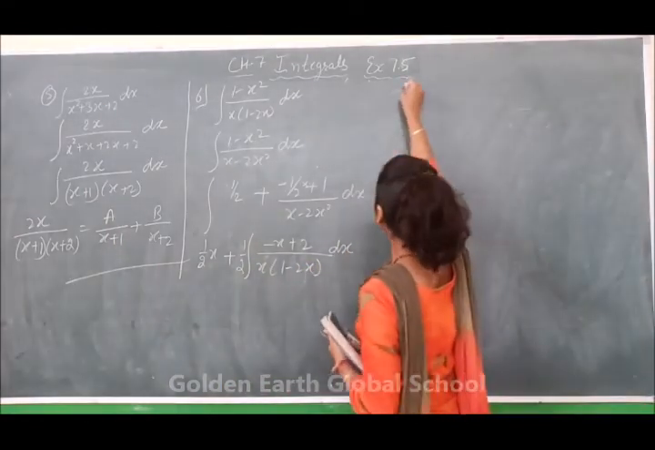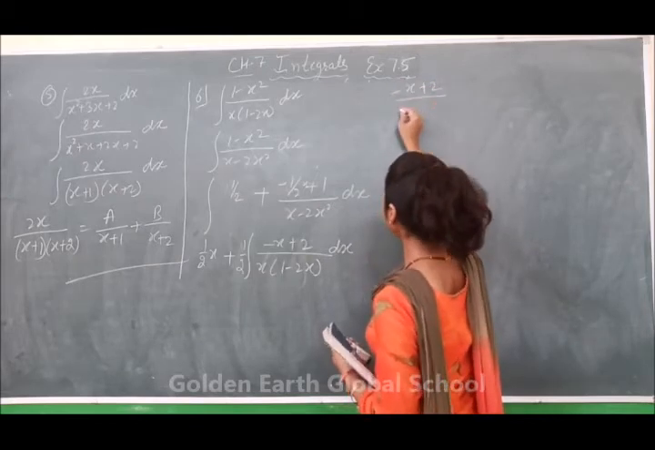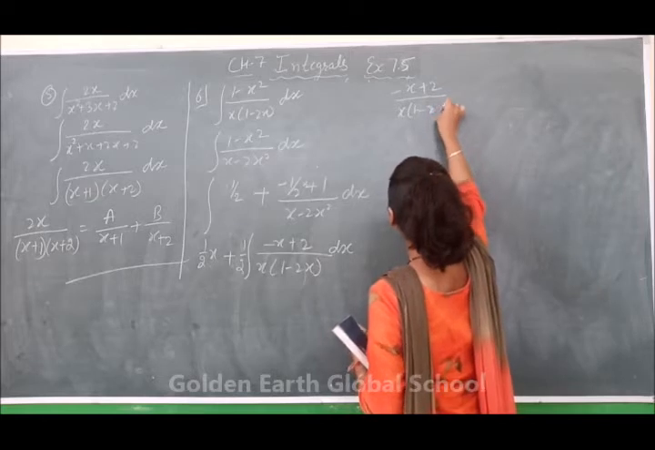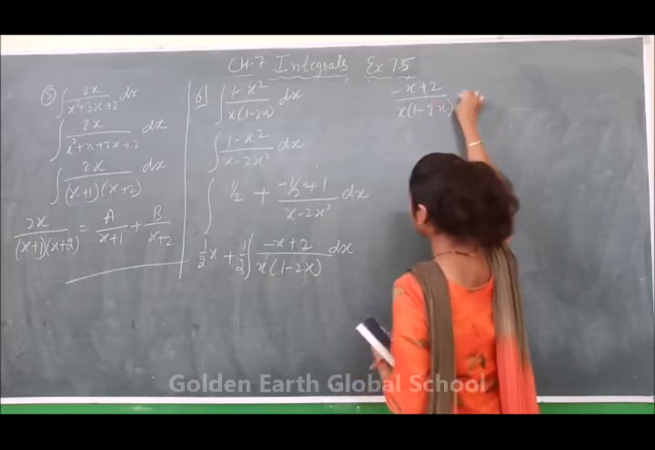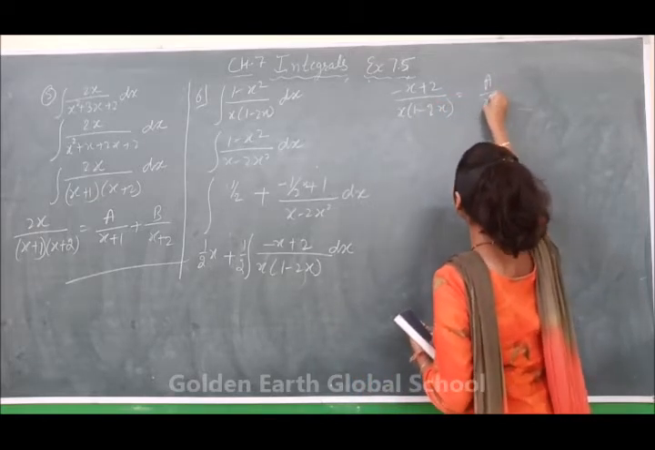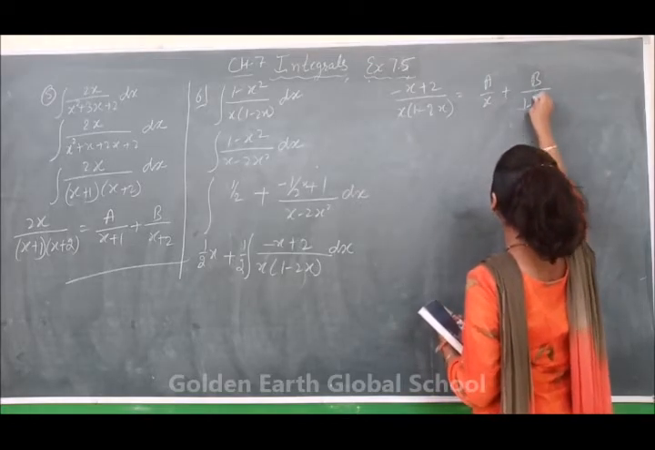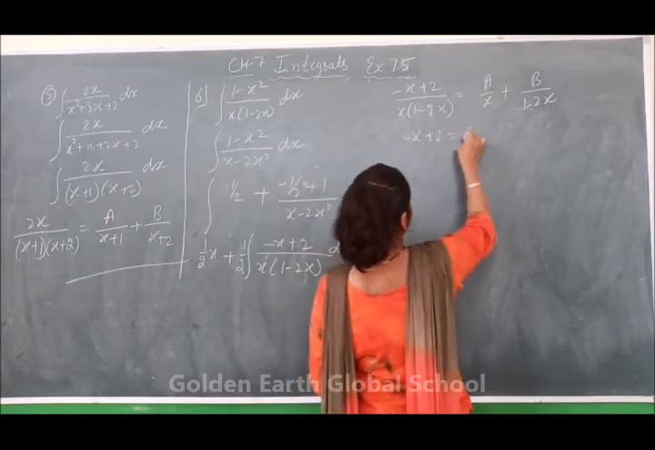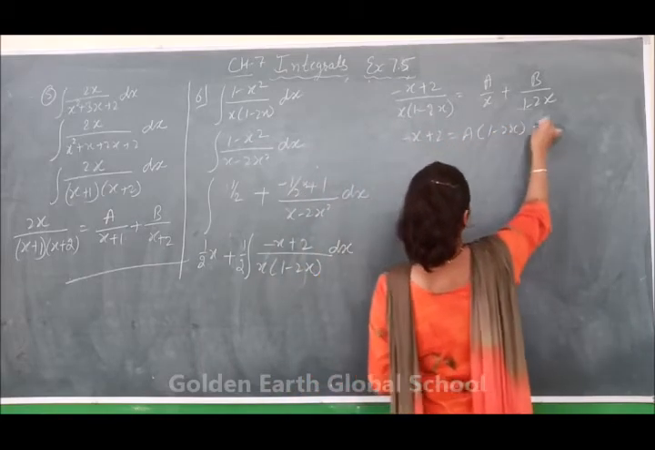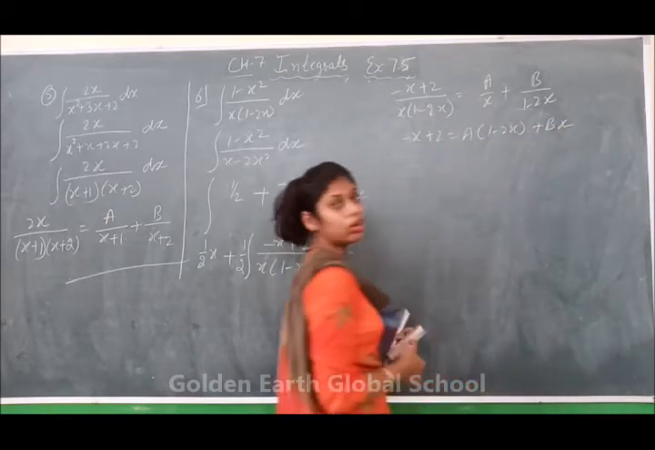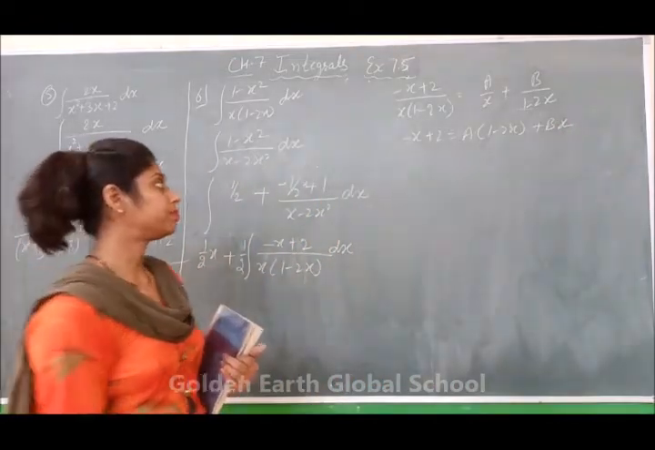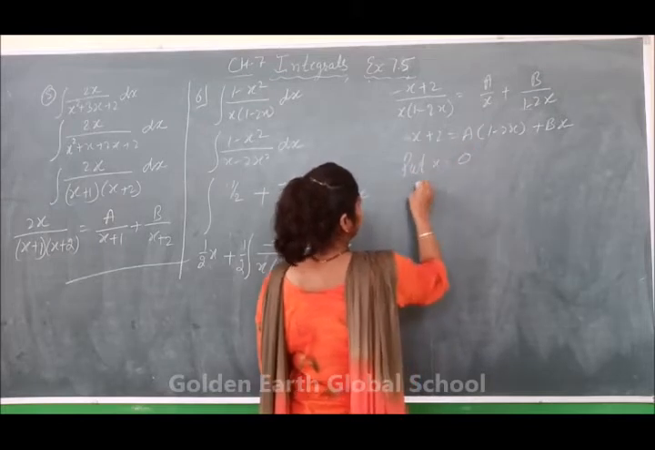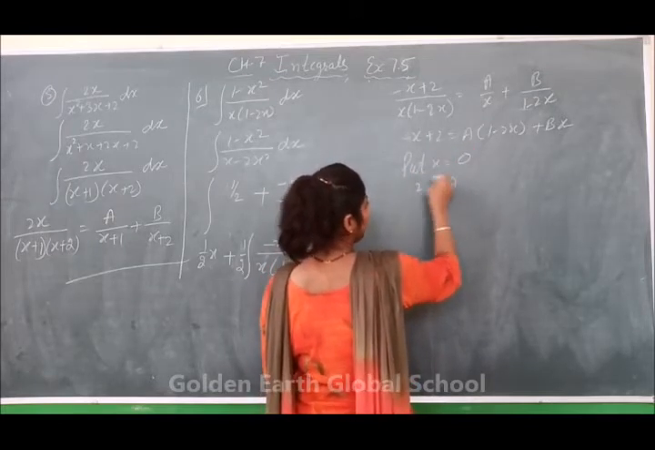How? Minus x plus 2 upon x into 1 minus 2x equals to a upon x plus b upon 1 minus 2x. So minus x plus 2 equals to a into 1 minus 2x plus b into x. First of all, put x is equals to 0. So it will become 2 equals to a.